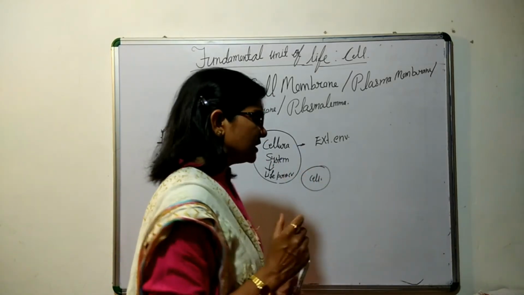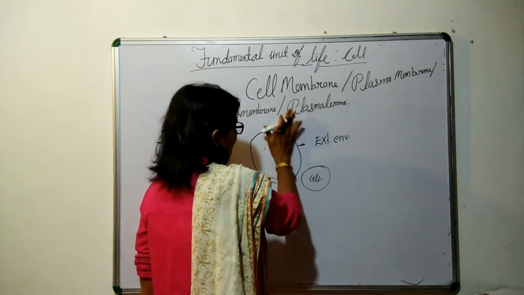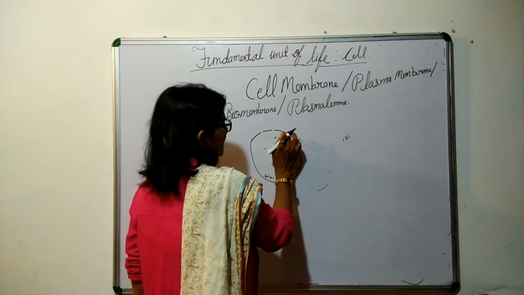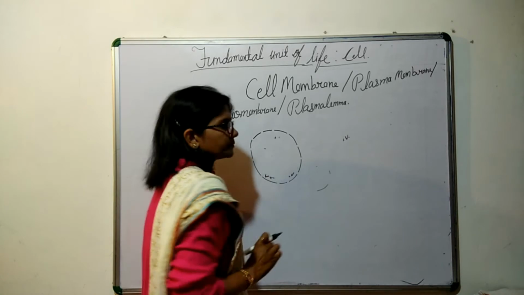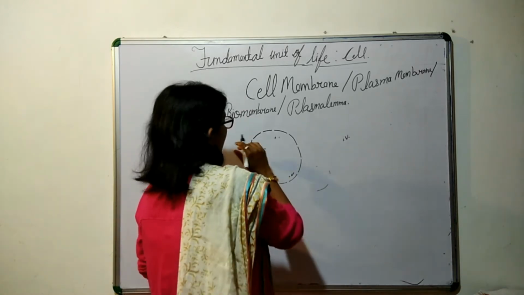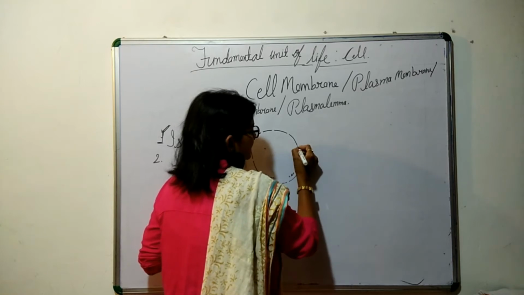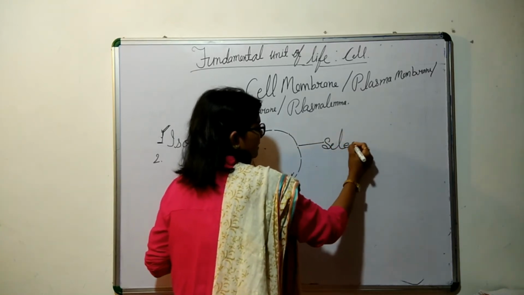So it is a very important function, the first importance of the cell membrane, that it isolates the system. Then the second thing, this cell membrane is a porous structure. And a very important thing is that it is selectively permeable.